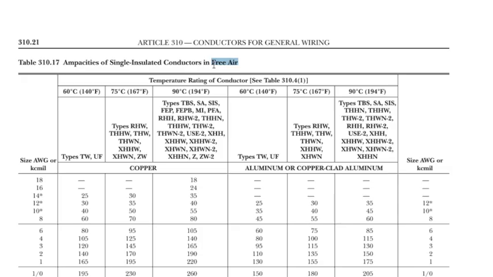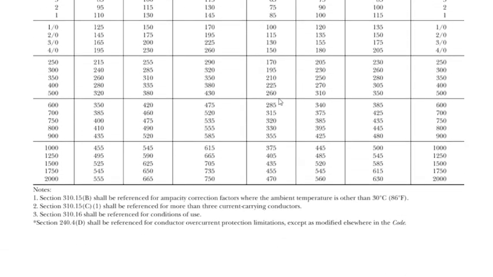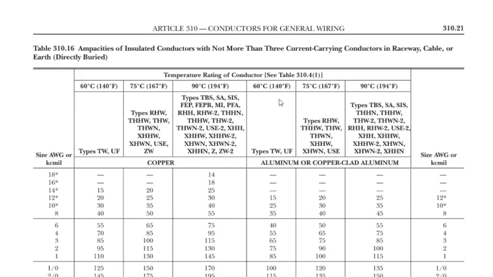Free air meaning outside, no conduit. Wires can be in free air for lighting outside venues, stadiums, pole lights, etc. So these are ampacities of insulated conductors with not more than 3 current carrying conductors in the raceway, cable, or directly in the earth. This is something that we're going to come back to next week when we actually get into Article 310. There's a lot to unpack here. We've got to talk about all these insulations and what they mean.